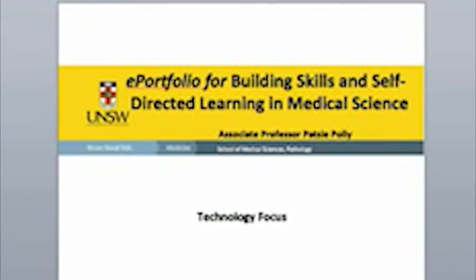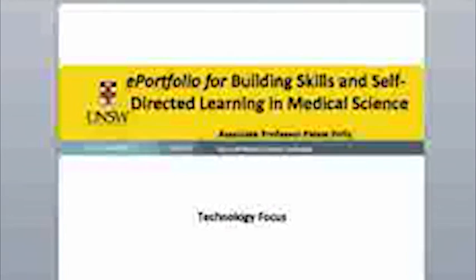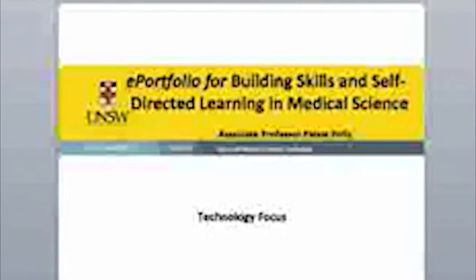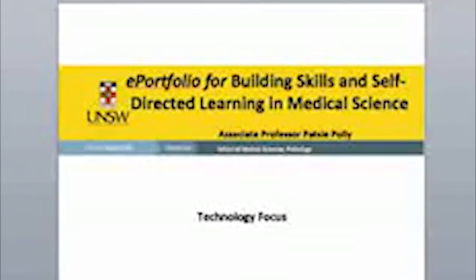However, when building skills, we wanted to also ask students to recognise that those skills were transferable across disciplines. So we figured the best place to start with transfer of skills would be across the disciplines that we teach in medical science within the School of Medical Science. So these include anatomy, pathology, pharmacology and physiology.